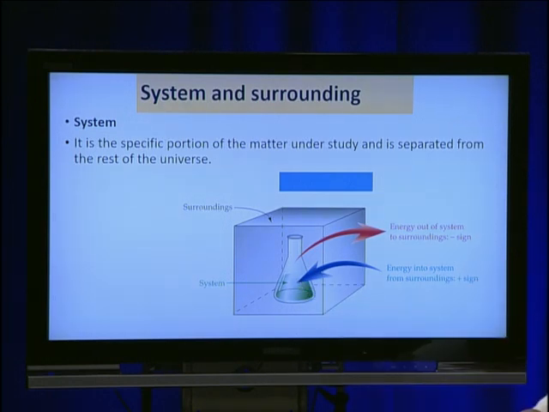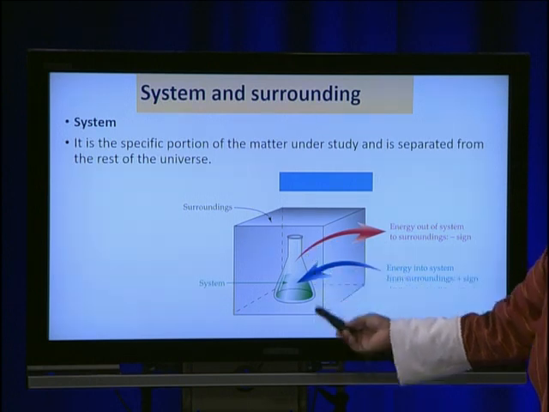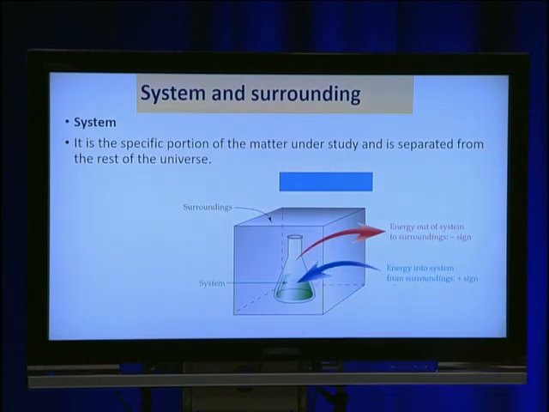So, a system and a surrounding are always separated by a boundary. Here, the glass wall, the wall of the container, becomes the boundary. So, this is called a system, which is separated from its surrounding by a boundary.